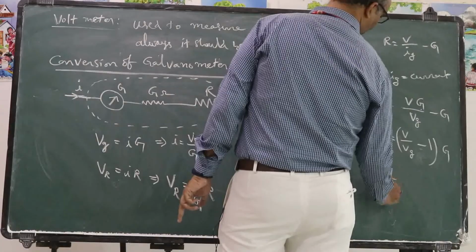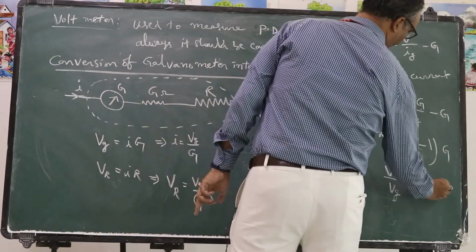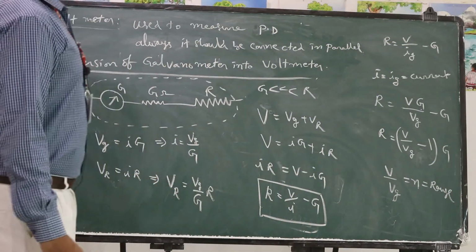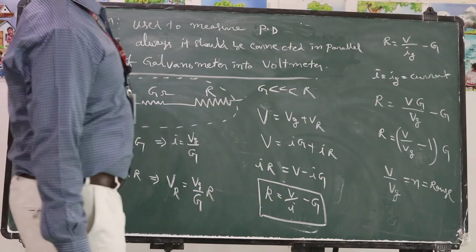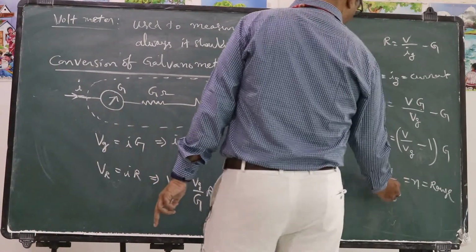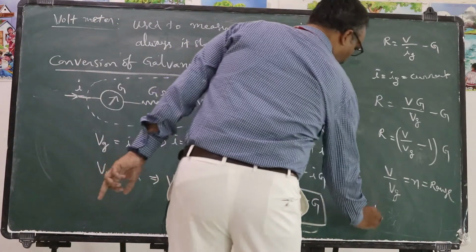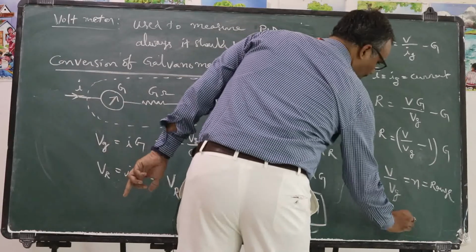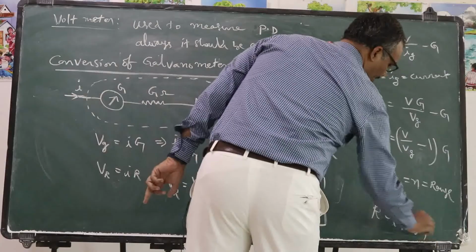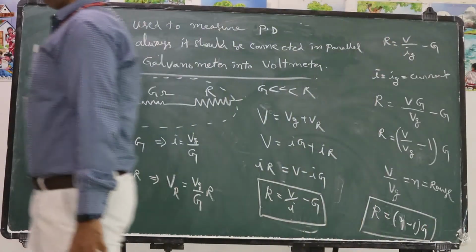Here V by Vg is called N, which is nothing but range. In the earlier case of ammeter, I by Ig is called range, since it is measuring current. Since it is measuring potential difference, total voltage to be measured by voltage drop at galvanometer is called range. Then R is equal to N minus 1 into G. By using these formulae, you can solve any problem related to voltmeter.